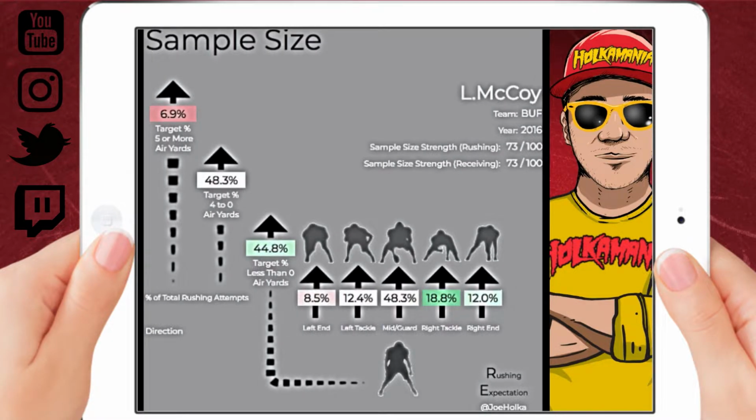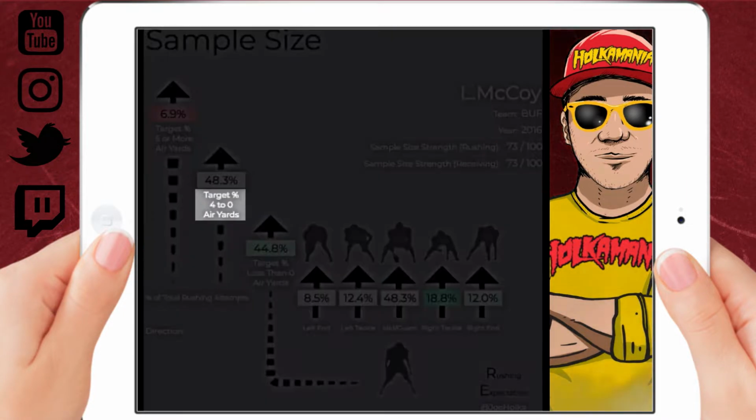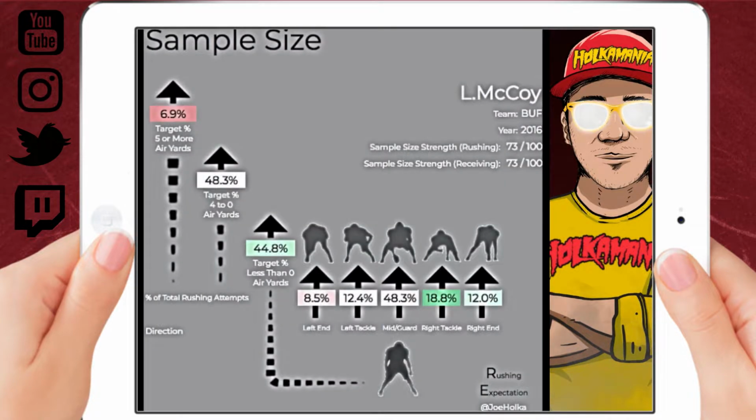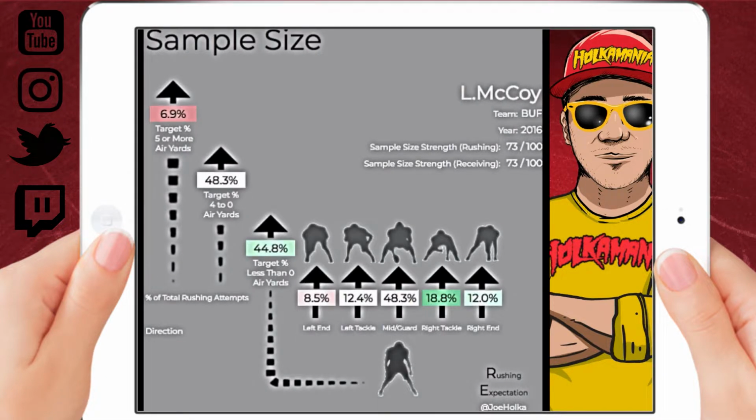This is where I display a percentage of running backs rushes that went in each specific direction, as well as the targets to each specific area of the field by air yard. Sample size strength: a higher score indicates a larger sample of rush attempts or targets. The colors green is higher, red is lower, but now they correlate for each individual lane or area of the field.